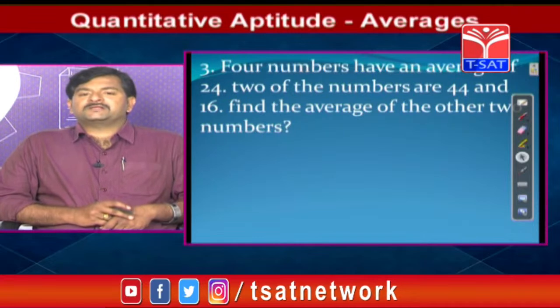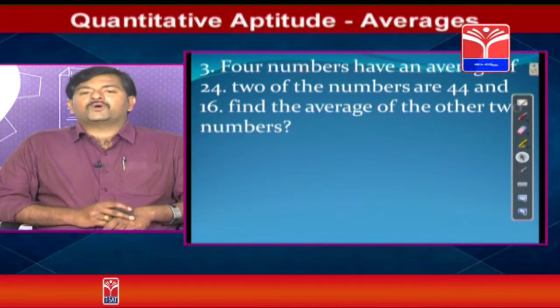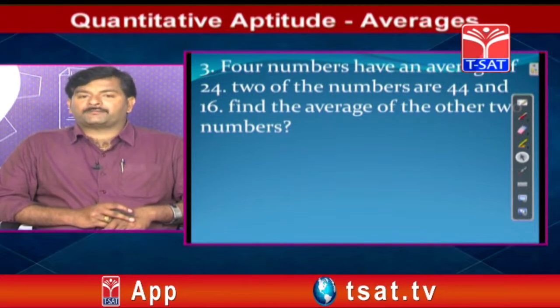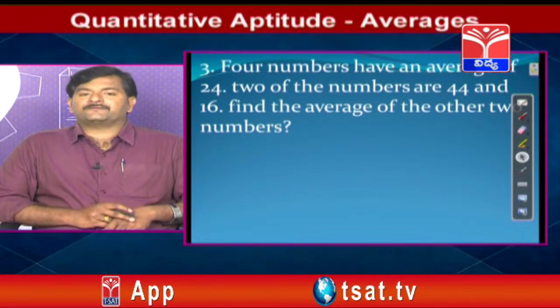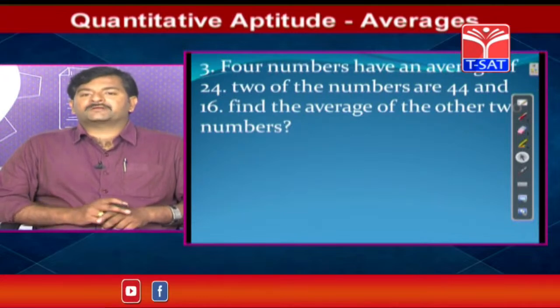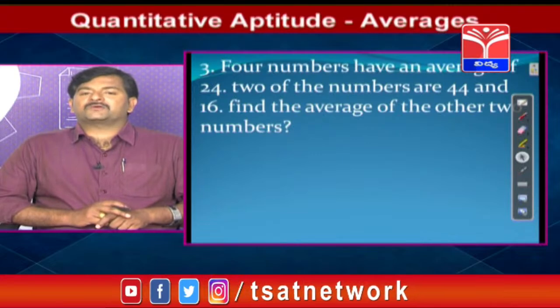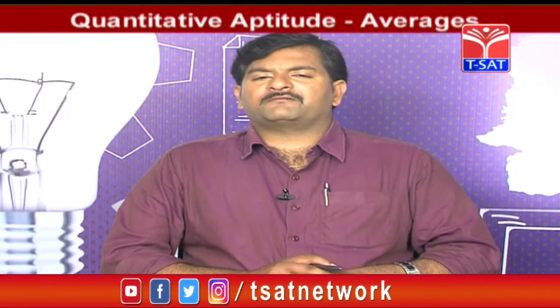Observe here, it is also an interesting question. 4 numbers have an average of 24. 2 of the numbers are 44 and 16. Find the average of the other 2 numbers. It's a different question but very easy.